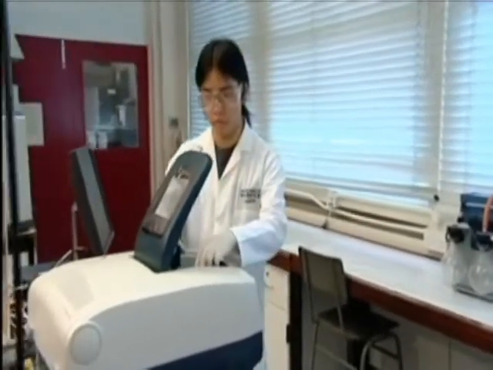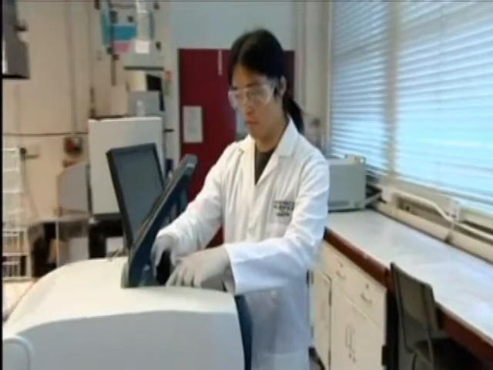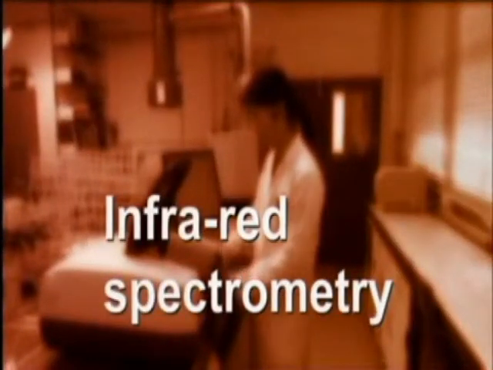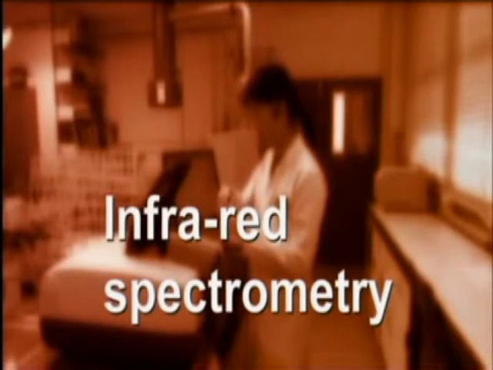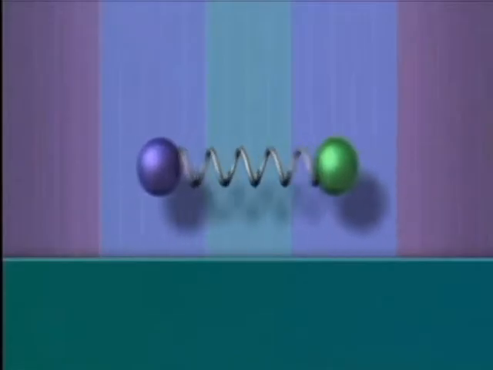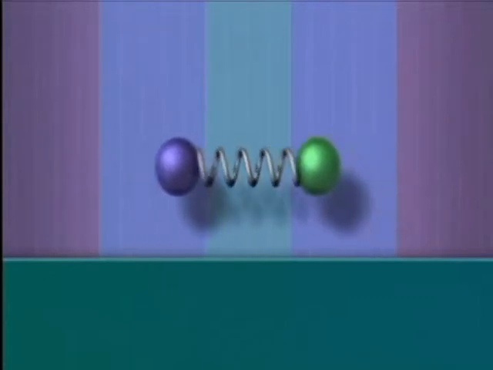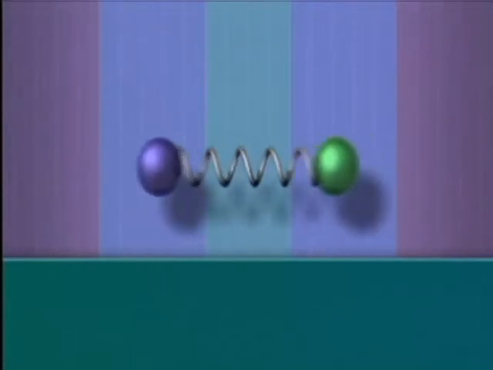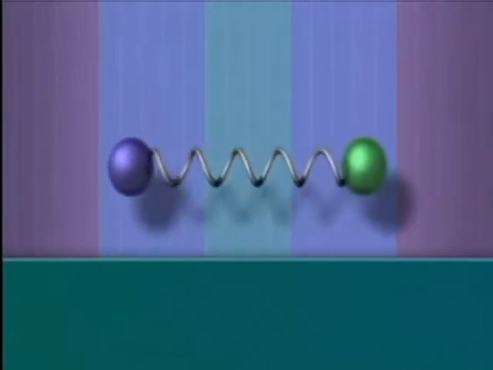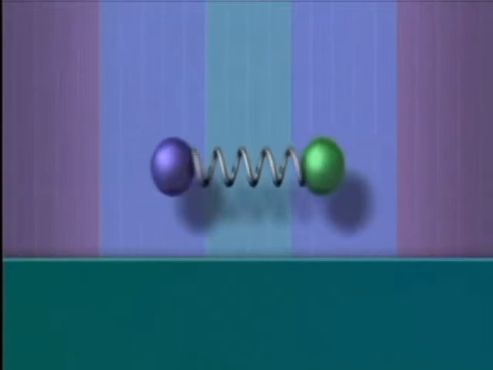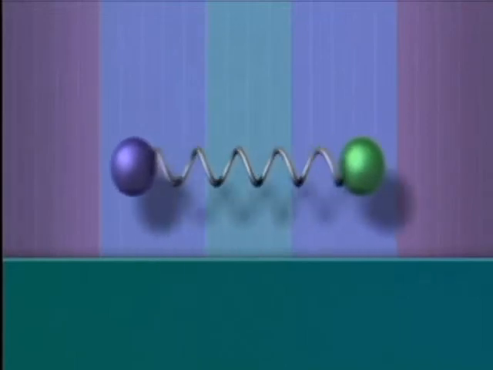Infrared spectrometry helps chemists to identify the functional groups present in a compound. They can therefore help in finding the structure of a compound. A pair of atoms joined by a covalent bond can be thought of as being like balls on the end of a vibrating spring. The bond can vibrate with different amounts of energy at a frequency that depends on the masses of the atoms and the strength of the bond.